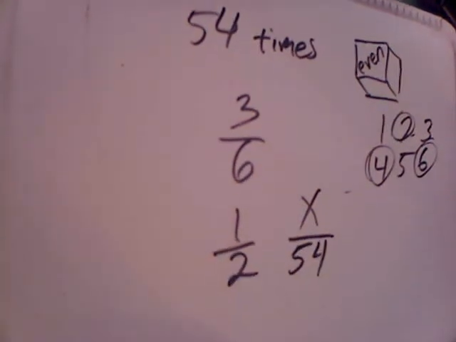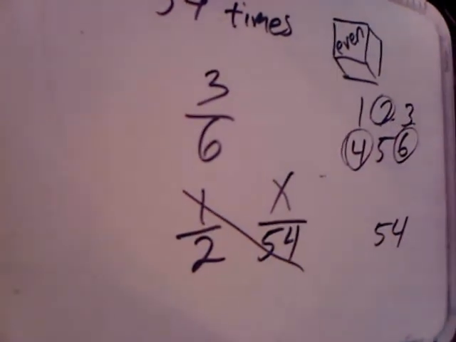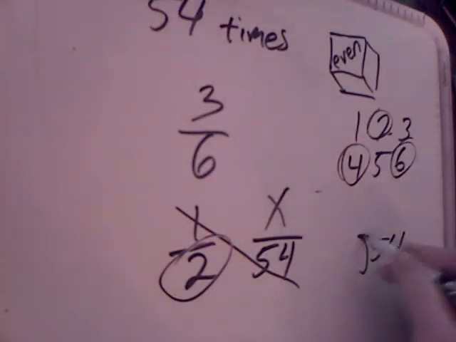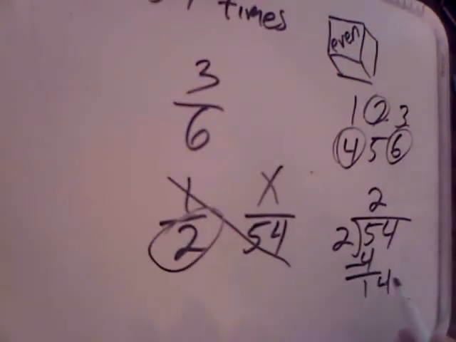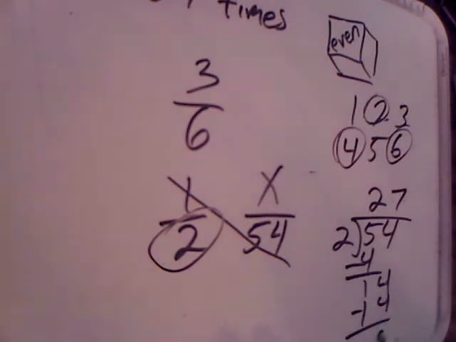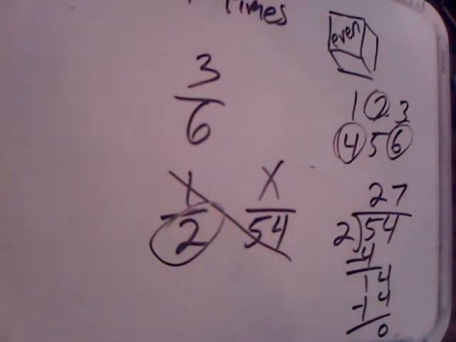Well, we're going to cross multiply and divide again. 54 times 1 is 54. That 2 is left over, so we have to divide by 2. 2 goes into 5 twice. 2 goes into 14 7 times. Nothing left over. So we could expect to get an even number 27 times out of 54.